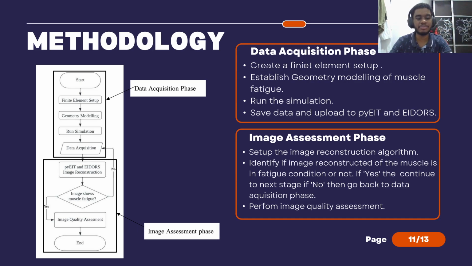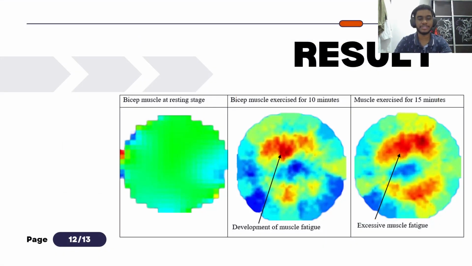In the image assessment phase, we set up the image reconstruction algorithm in both of the software, and then identify if the reconstructed image of the muscle is in fatigue condition or not. If yes, then it continues to the next stage. If no, then it goes back to the data acquisition phase. And then afterwards, it will perform image quality assessment in order to assess the processed image, if the quality is high or low.